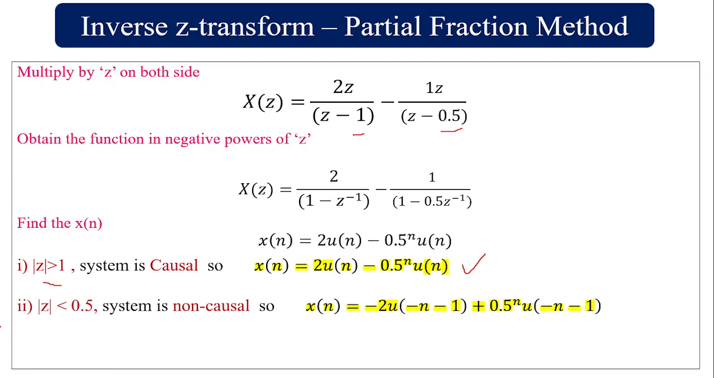For the second one, modulus of z is less than 0.5. Since it is less than, the system is said to be non-causal. For non-causal, 2 corrections you have to do in the x(n) that you have obtained. One is the coefficient sign change. Number 2 is u(n) should be replaced by u(minus n minus 1). So x(n) is equal to, this plus 2 becomes minus 2, u(n) becomes u(minus n minus 1). Again this minus 0.5 power n becomes plus 0.5 power n, u(n) becomes u(minus n minus 1). So this is the x(n) for this non-causal system.